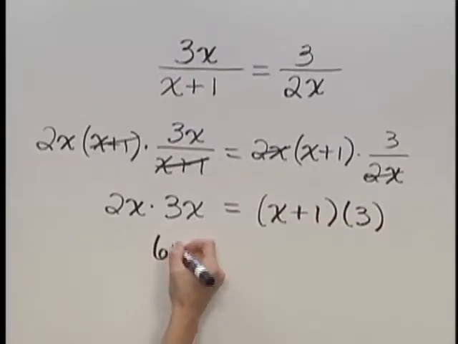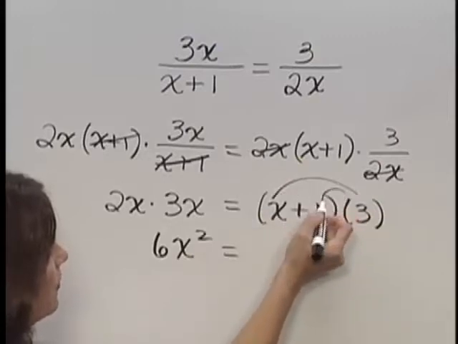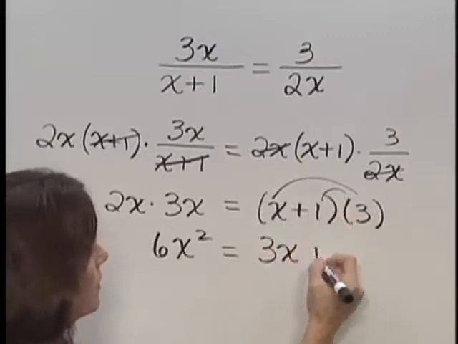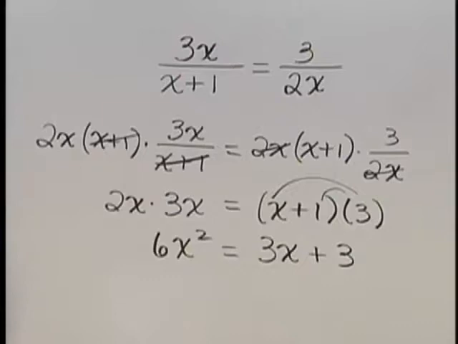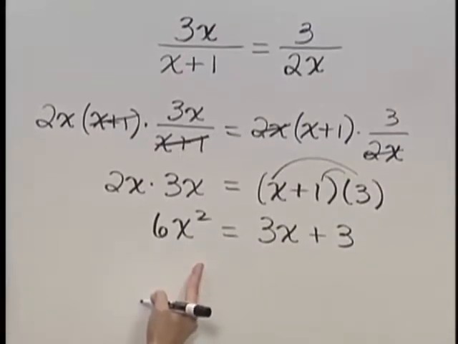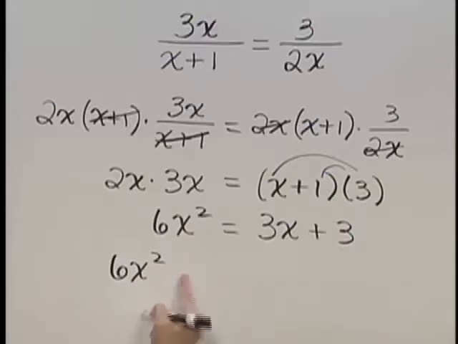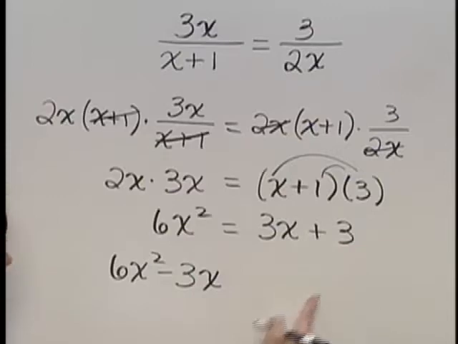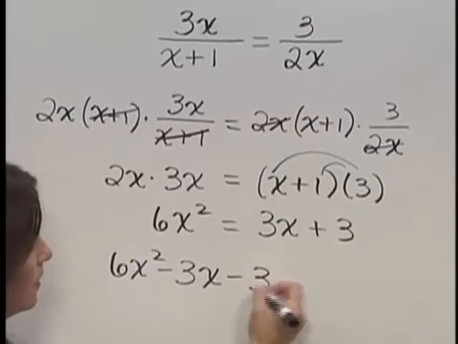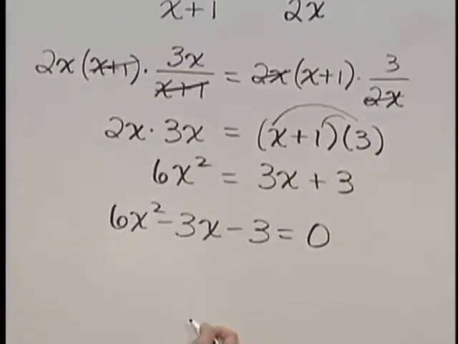Now let's multiply. On the left, we have a 6x squared. On the right, distributing the 3 gives 3x plus 3. At this point, we've got a quadratic equation. Let's put it in standard form by moving everything to the left. Write this then as 6x squared. Let's subtract 3x from both sides, giving a minus 3x on the left side. Subtract 3 from both sides, giving a minus 3 on the left as well, set equal to 0.